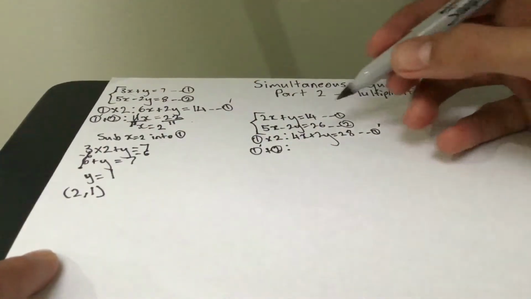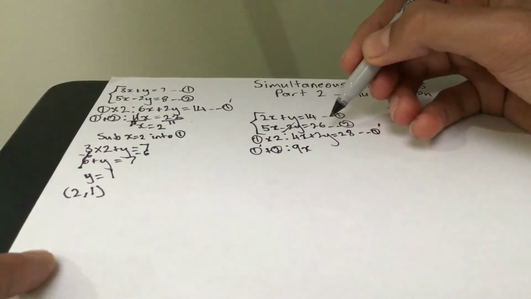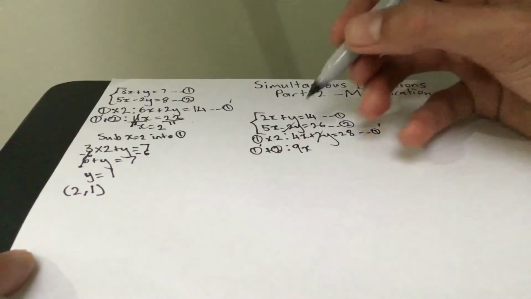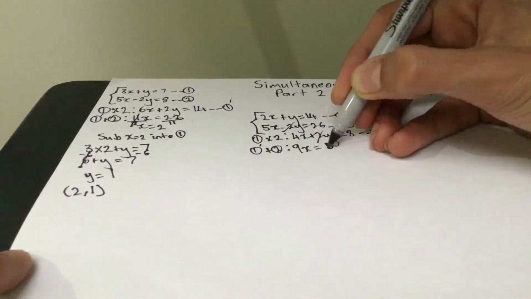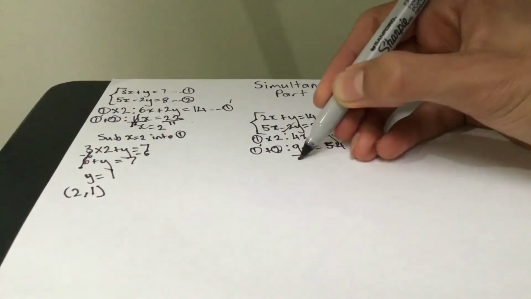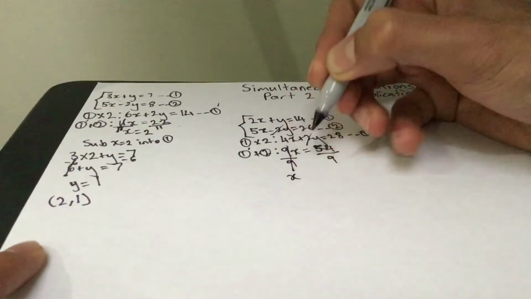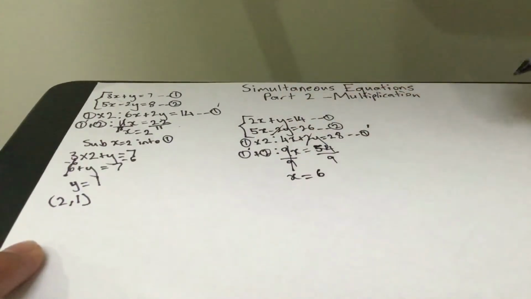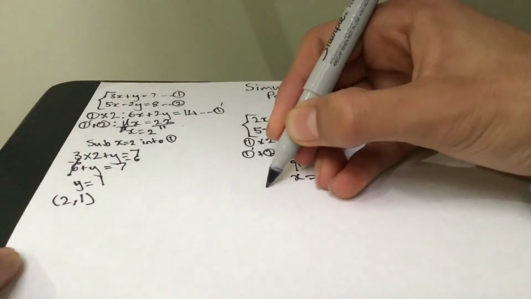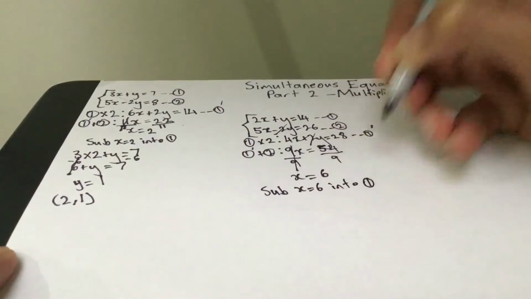So 5x plus 4x gives us 9x. Minus 2y plus 2y cancels out. And we're going to go 26 plus 28, which gives us 54. Now we have to remove 9. By doing this, we're going to divide both sides by 9. That cancels out, and we're left with x equals 6. The next step is to substitute x equals 6 into equation 1.